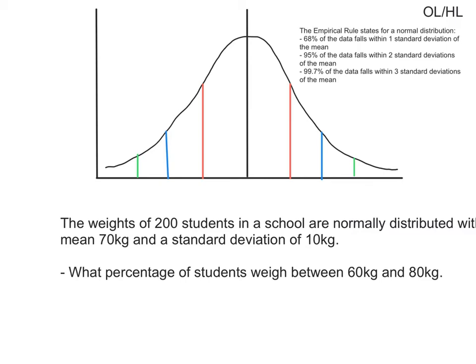Firstly, I'll use a drawing of the normal distribution. I'm going to firstly fill in where the mean is for the normal distribution. In this case, it's 70.